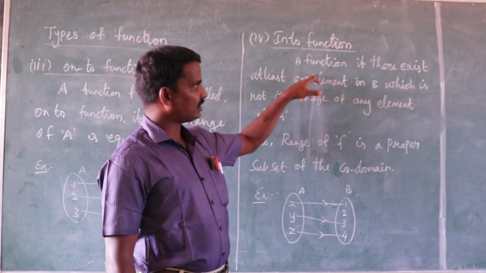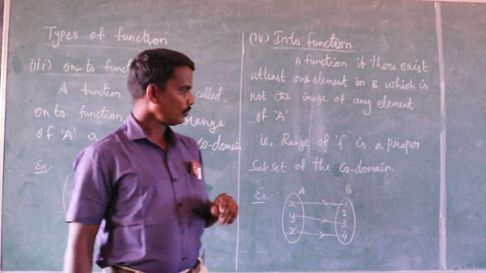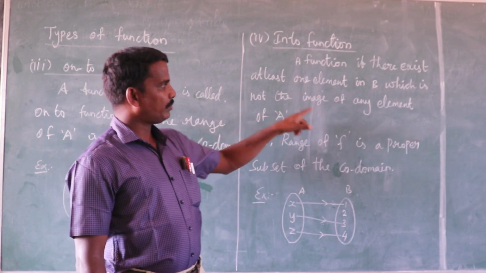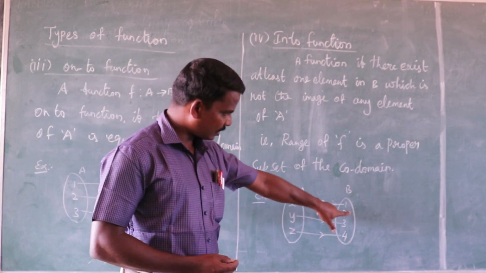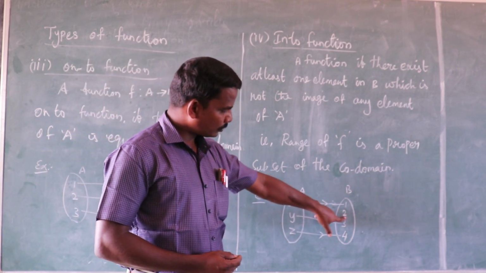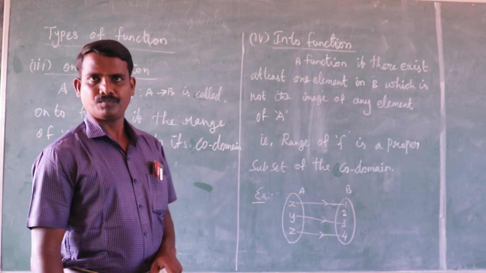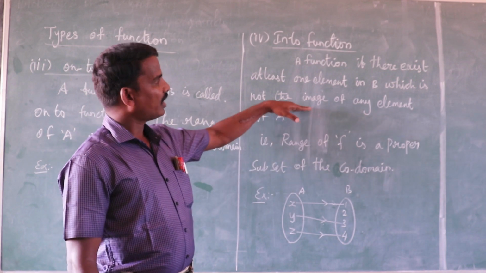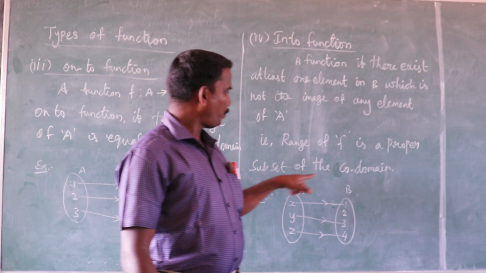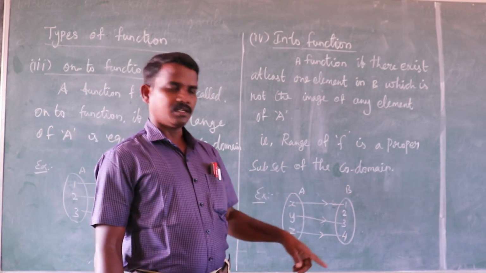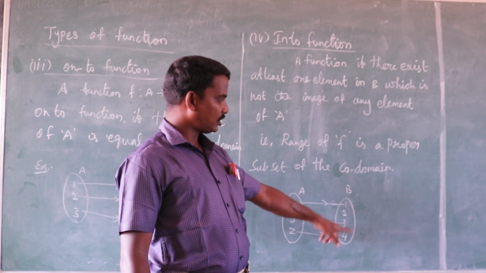And then finally the fourth one, into function. A function is into if there exists at least one element in B that is not the image of any element in A. Here we saw one example. 2 didn't have any element related to it in A. So that is called into function. That is, the range of f is a proper subset of the codomain. You know that the first set is domain and the second set is codomain.